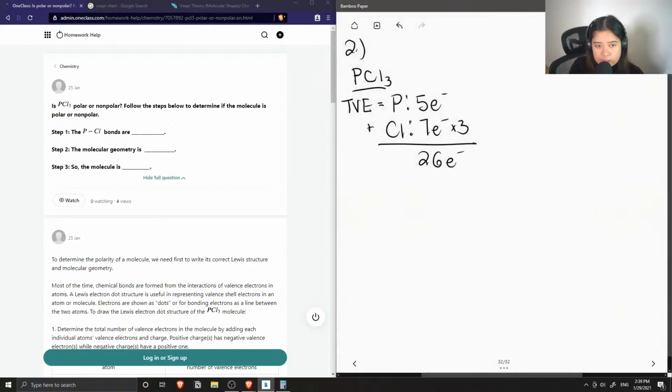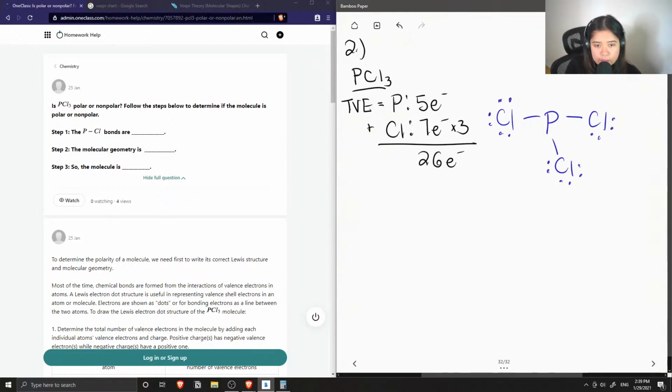So now let's try to draw out the skeletal structure. We'll have phosphorus as our central atom, and then 3 single bonds to the chlorines. And I can also draw in all of the lone pairs on each chlorine atom as well, like so.